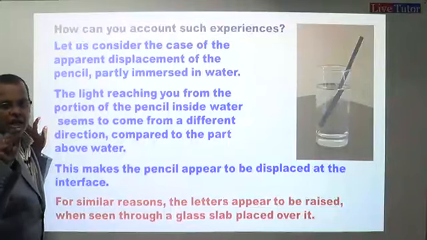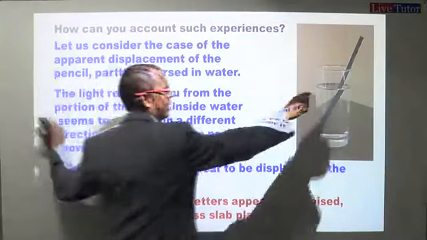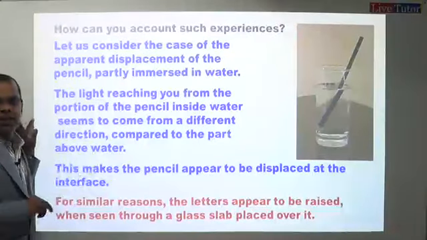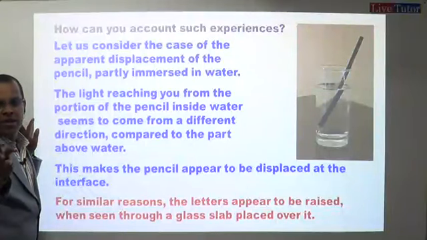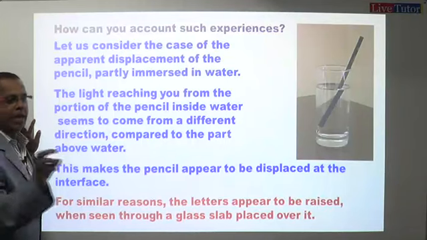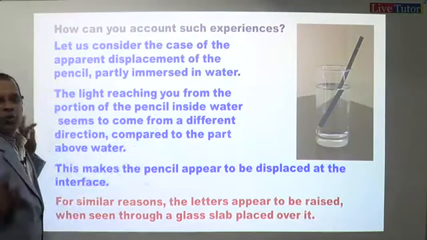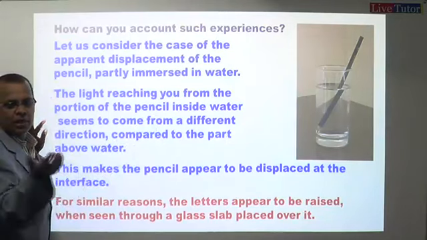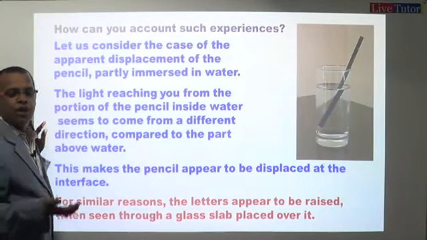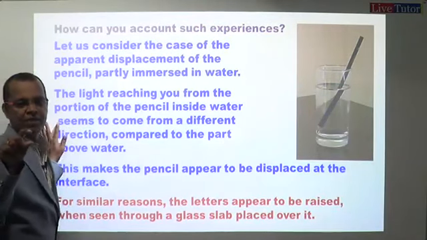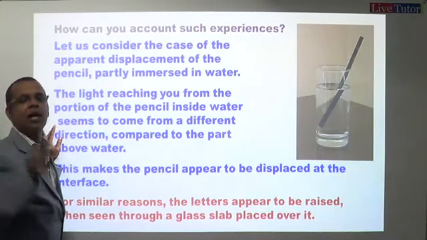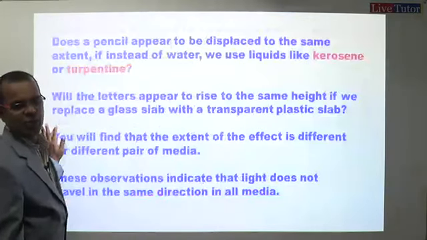It is because of the light rays coming from two different media. One is the air medium, another is the water medium. When light travels in these two media, some phenomenon takes place that makes the pencil appear somewhat displaced at that interface. Right? For similar reasons, as we have seen with the glass slab, when you view any letter through it, it looks somewhat raised, because the glass slab is a different medium from air. So the light travels through two different media and reaches our eye, and the letter seems to be somewhat displaced.